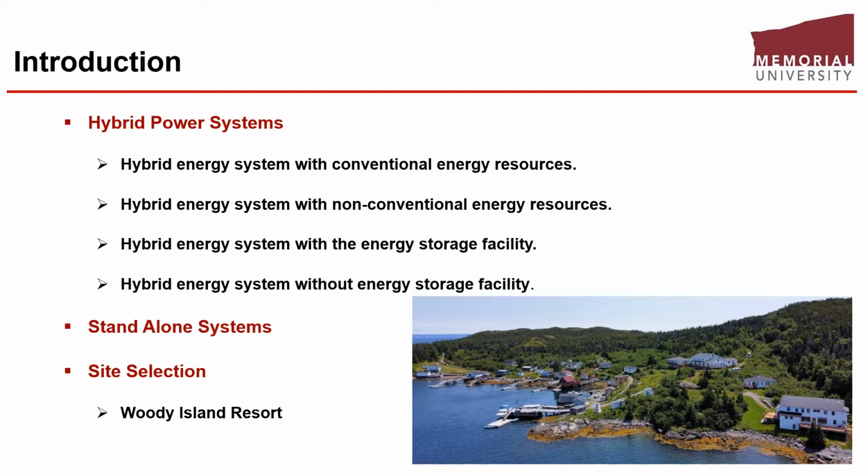So now let's talk about hybrid power system. What is hybrid power system? The power system which generally generates energy from conventional energy resources. It might be one conventional energy resource or two conventional energy resources, and is generally referred to as a hybrid power system. And the types of hybrid power system are: it can be with conventional energy resources, it can be with non-conventional energy resources. Hybrid power systems can be installed with an energy storage facility, and it can also be installed without an energy storage facility such as batteries.